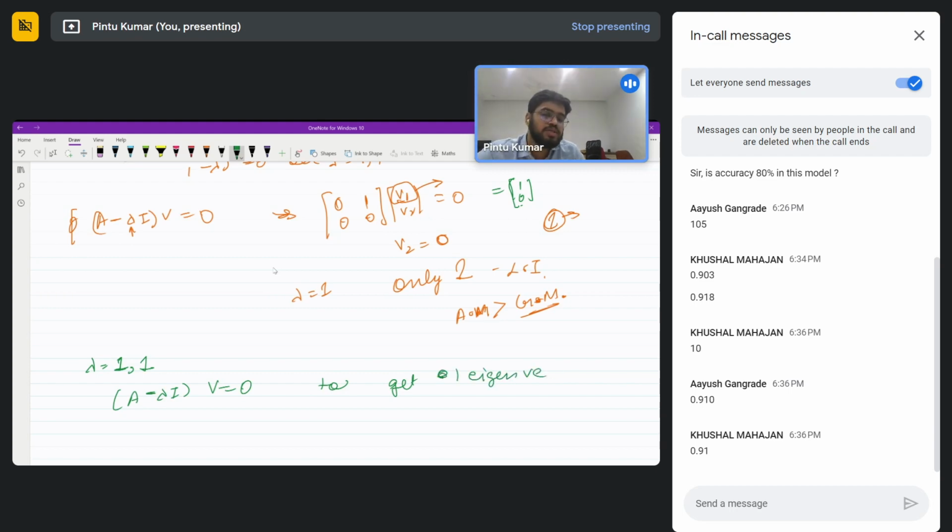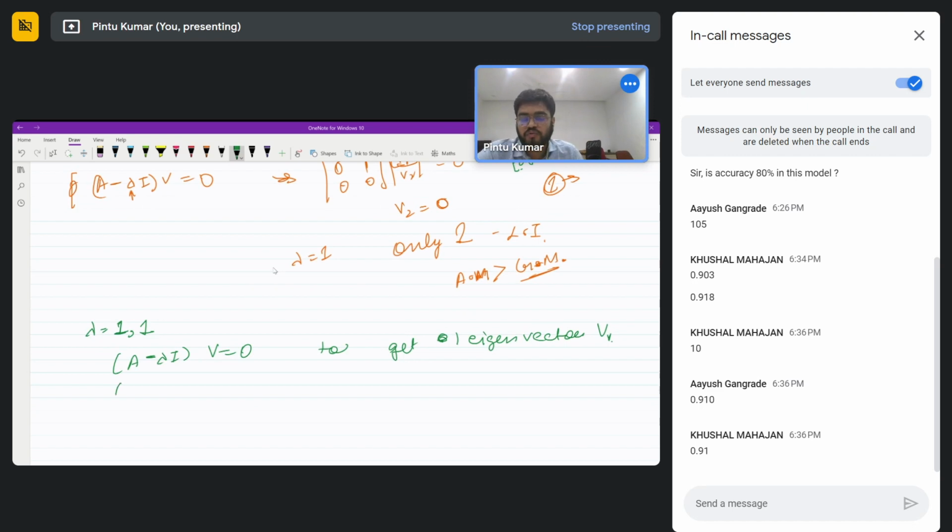Now let's say this eigenvector was v1. To find the generalized eigenvector corresponding to lambda equal to 1, we will solve (A minus lambda I) v equal to v1. Rather than 0, now what we are choosing is v1. So this A minus lambda I would be [0, 1; 0, 0]. Let's call this [x1, x2] this time, equal to v1, which is (1, 0).